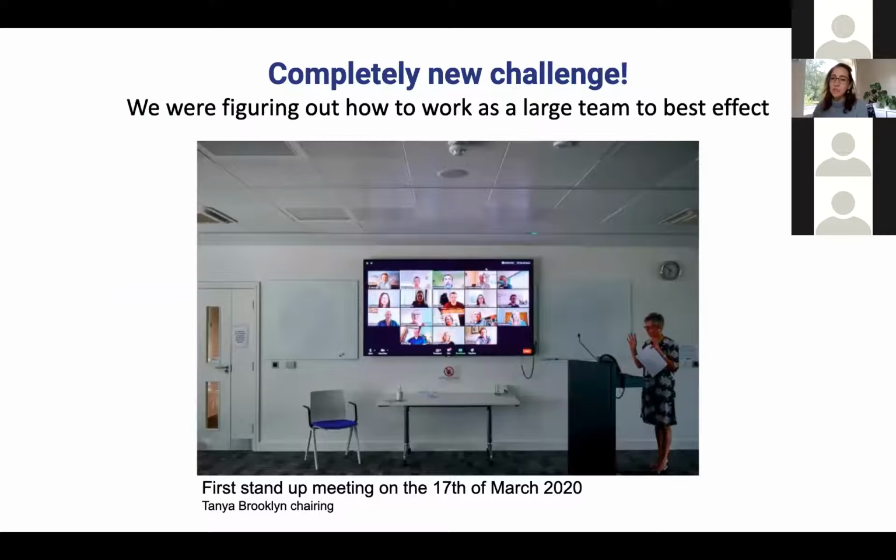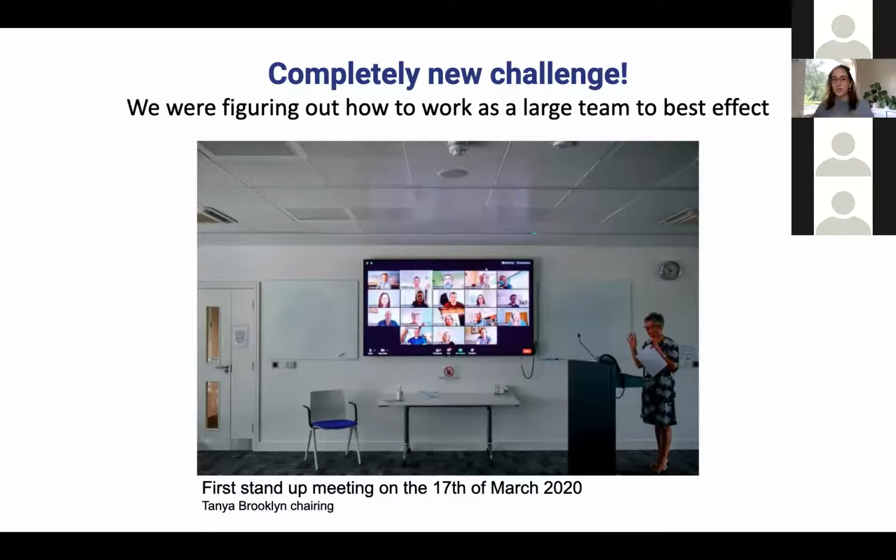And it was a completely new challenge, not just for us. I think that the whole world was under the same challenge. And in this case, we were figuring out how to work as a large team to best effort as well. So it was a really quick setup of operations that turned out to be a great achievement for all of us.